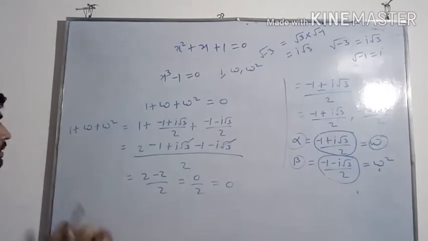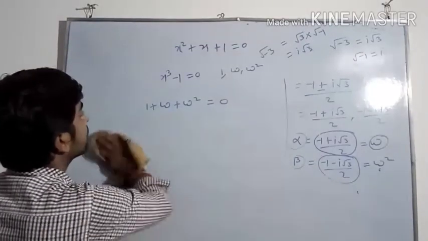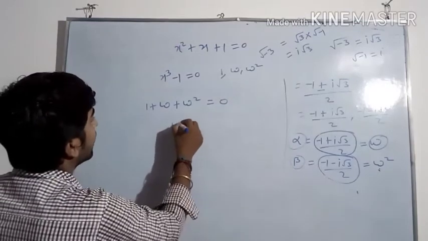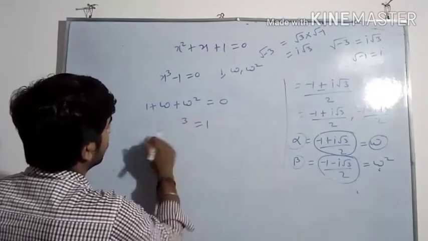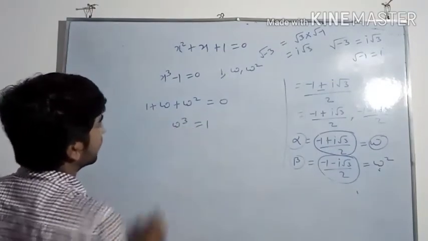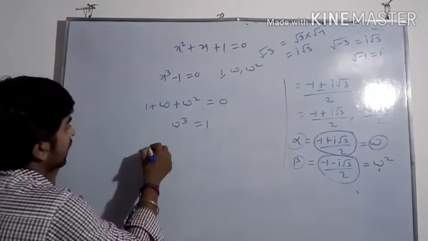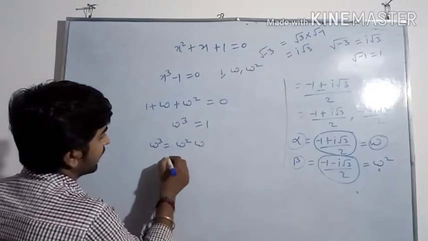Now one thing is left, that is omega cube. Omega cube equals to 1. How does omega cube equal 1? Let us find out. Omega cube equals to omega square into omega.